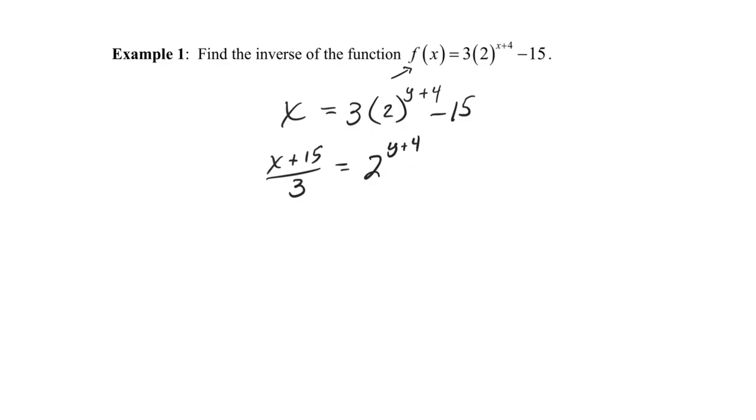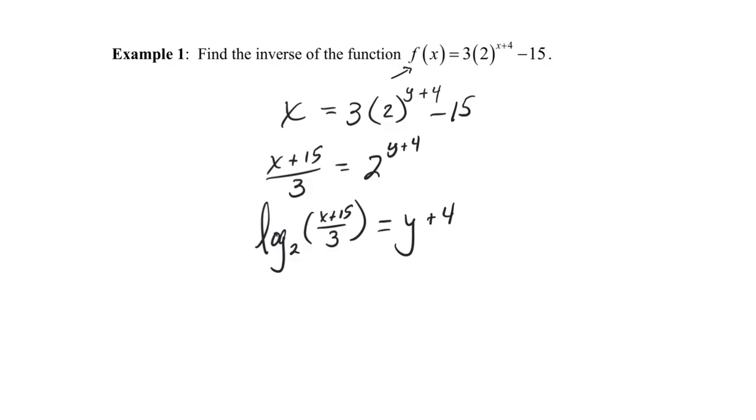Now there's a couple of different ways that we could get the y out of there, but the easiest way is to rewrite this in log form, right? So I put log. Logs are equal to exponents. Well, which of those is an exponent? Well, the y plus 4 is an exponent. And then I put my base down there, throw parentheses, x plus 15 over 3. And now we can solve for y.